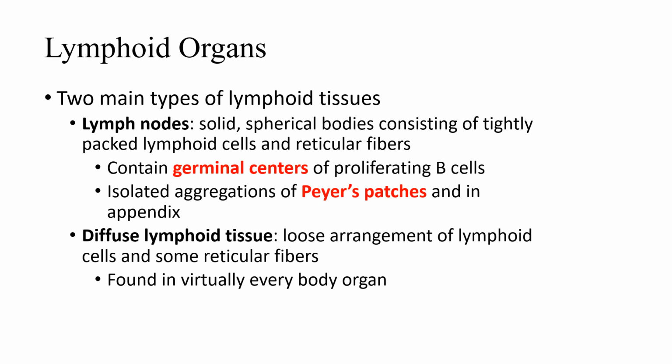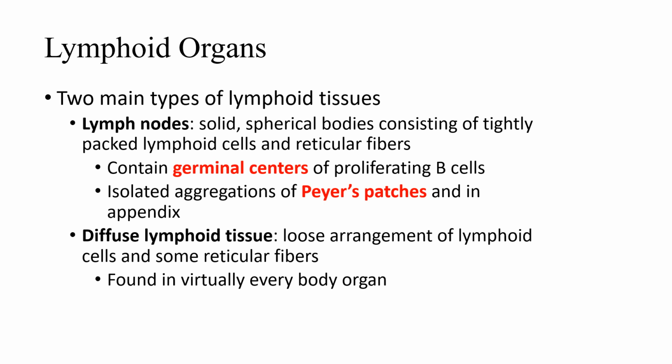There are different types of lymphoid organs, including the lymph nodes, which are more solid, but there are also these diffuse lymphoid tissues as well. The lymph nodes themselves are solid spherical bodies, tightly packed lymphoid cells and reticular fibers. Again, you can palpate some, like the nodes of your neck. Interestingly, the asymmetric nature of the lymph nodes is actually exaggerated in males a little bit. But these lymph nodes contain the germinal centers of the proliferating B cells.